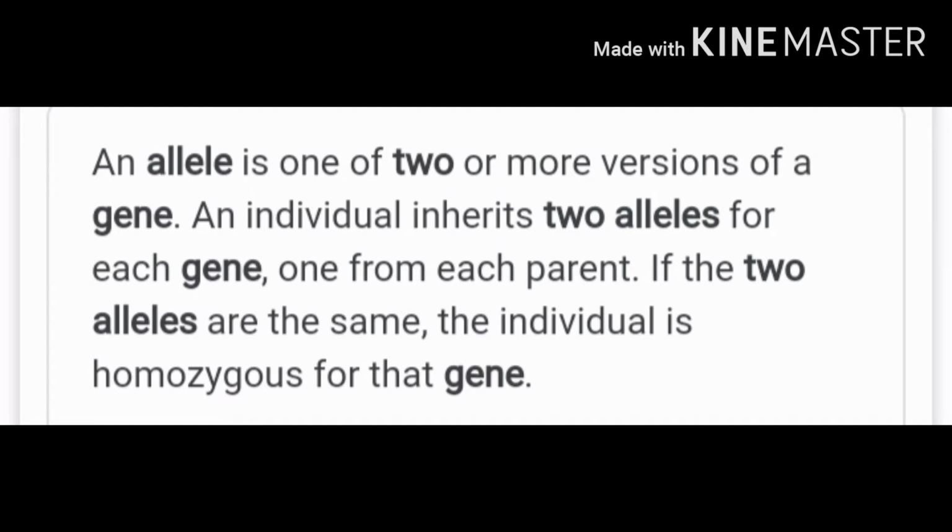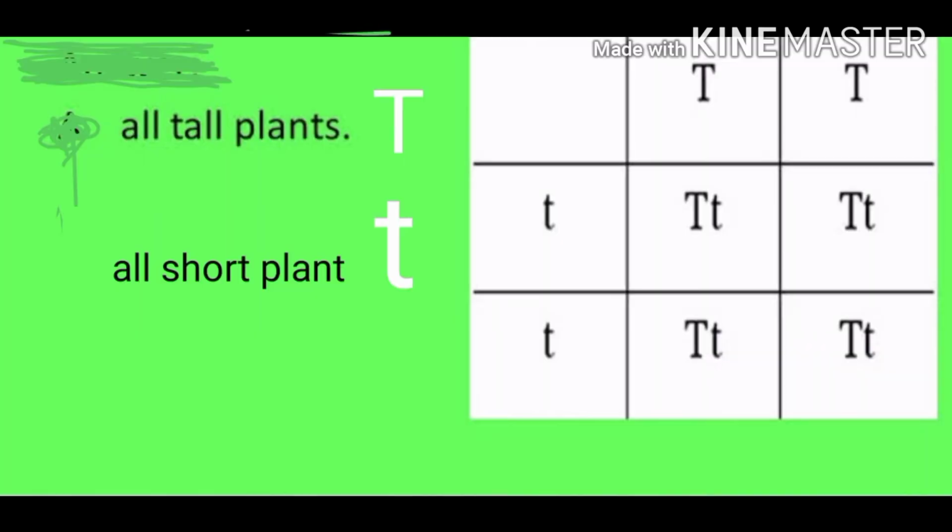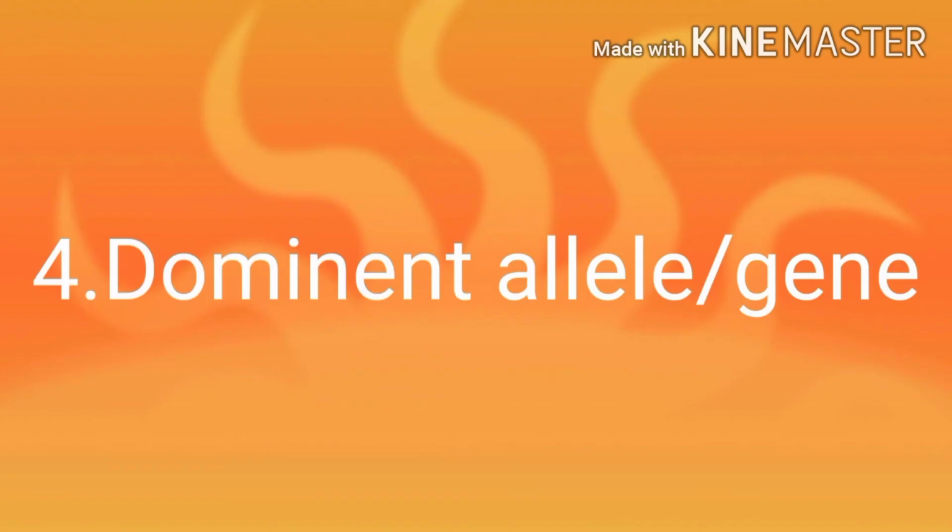How can we express the alleles of the genes? As you can see here, for the height of the pea plant, there are two alleles of a gene. Capital T expresses the tallness of the plant and small t expresses the shortness of a plant. Now let us understand the next term, that is dominant allele.